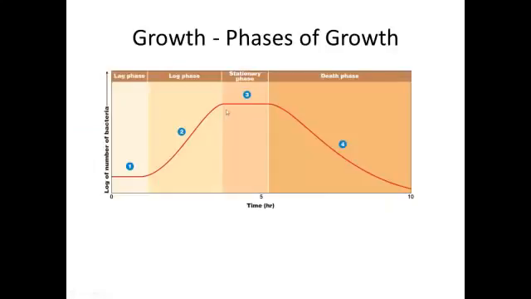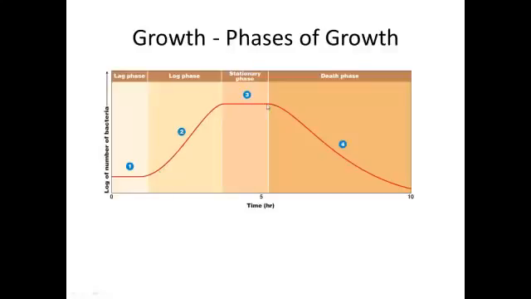Okay, then as food starts to run out and as waste products start to build up, we have equal numbers of bacteria dying as are being generated by binary fission. We call this the stationary phase, where the numbers plateau. Here we have more living cells than dead cells. Here we've got equal numbers of live and dead cells.